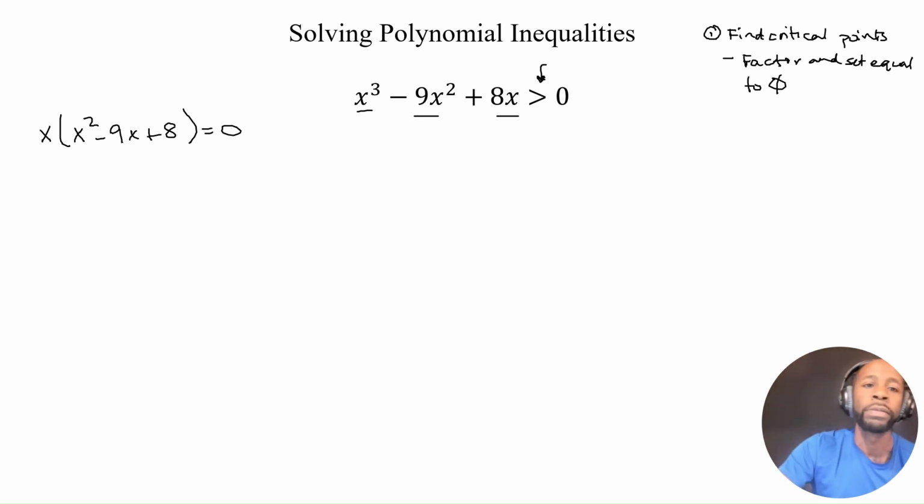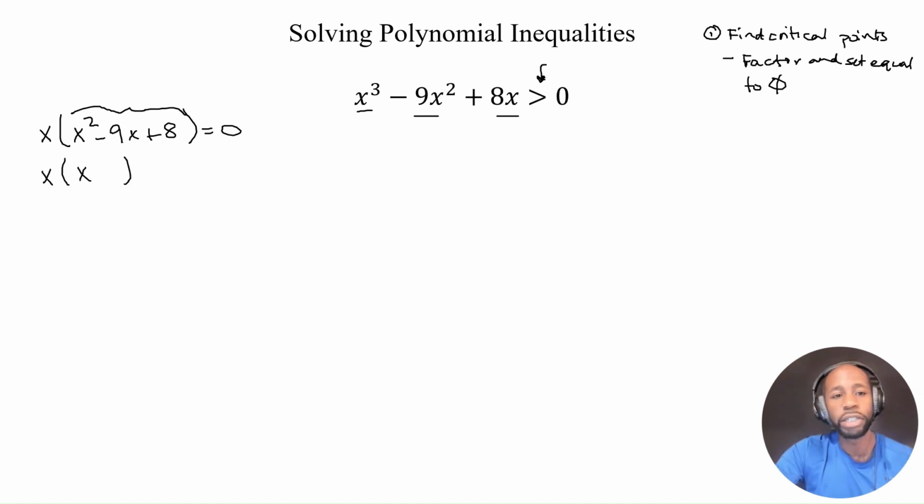Okay? So if you look at this, this can be factored as well. What times what is 8, and did I add or subtract to give us -9? That would be -8 and -1. So this will be x times x minus 8 times x minus 1 is equal to 0.